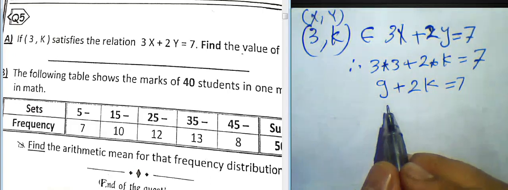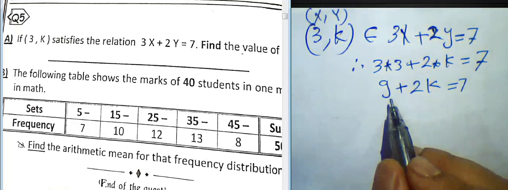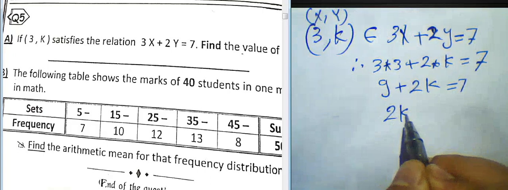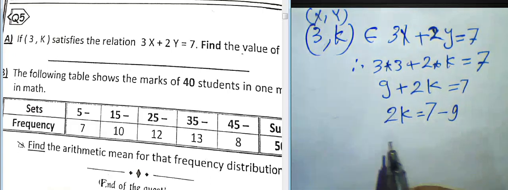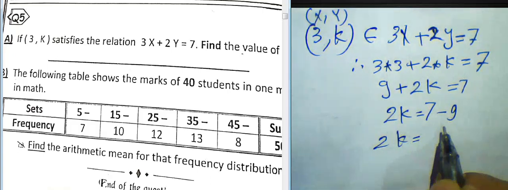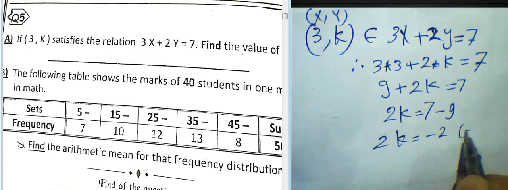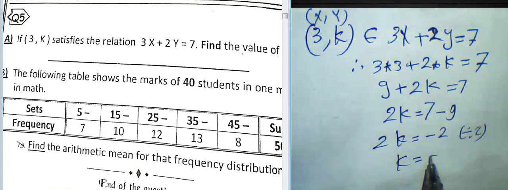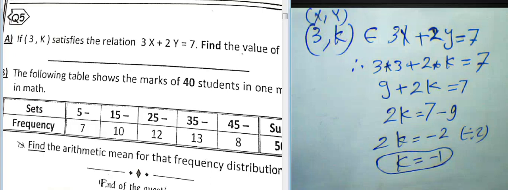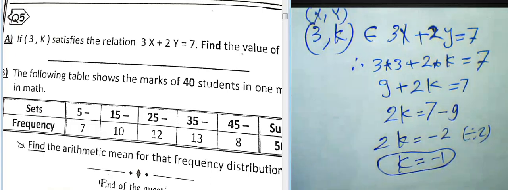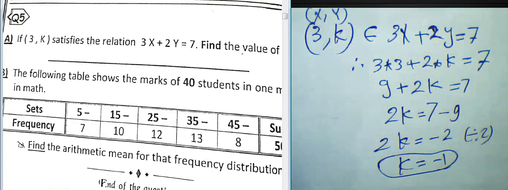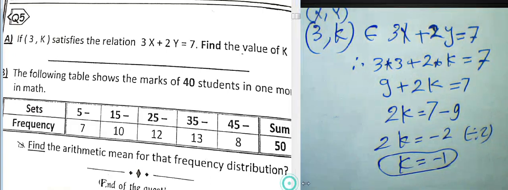We can move 9 from the left-hand side to the right-hand side and it changes sign. 2k equals 7 minus 9, which equals negative 2. And then we can divide by 2 here. Then k will be negative 1. k will be negative 1 is the value of k. He asked about the value of k. Okay, understood? It was question 5, letter A.